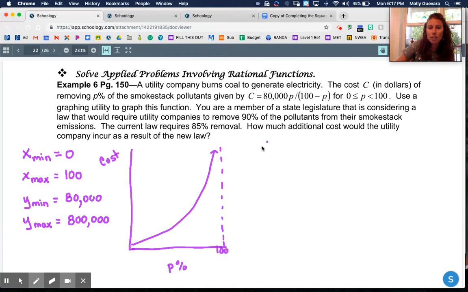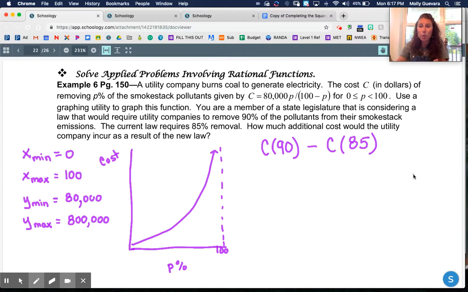So what is the cost of 90%, right? And then let's subtract what is the cost of 85%. And that'll tell me the difference, right? That'll tell me how much more I'm going to have to pay. So we can just do this on our calculator.